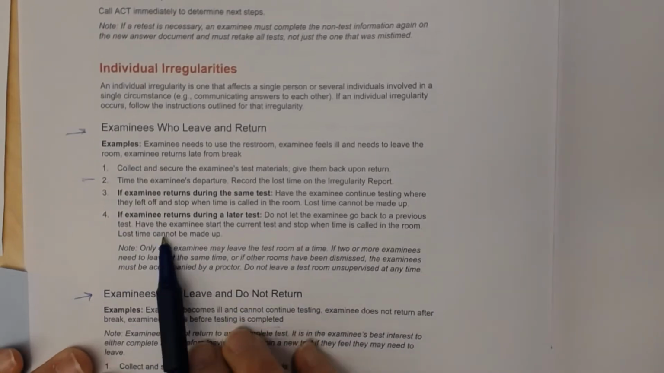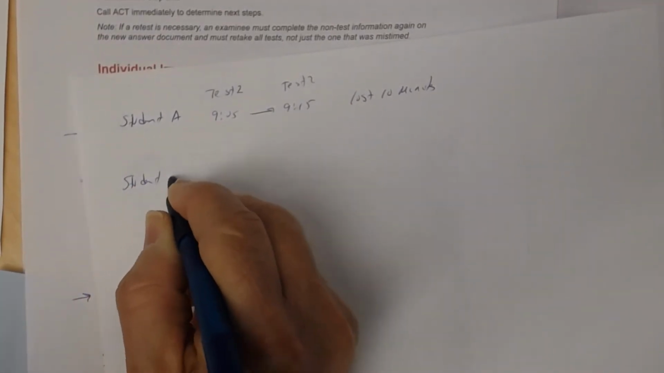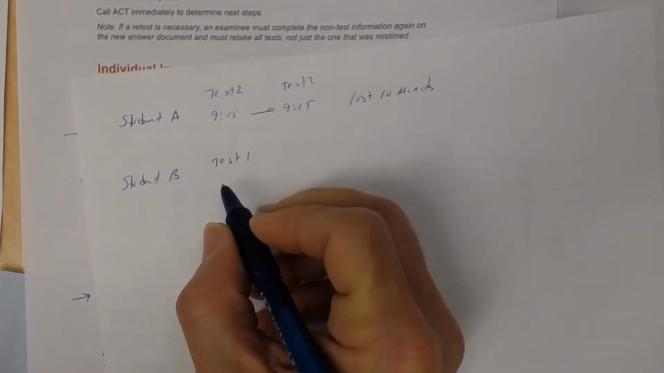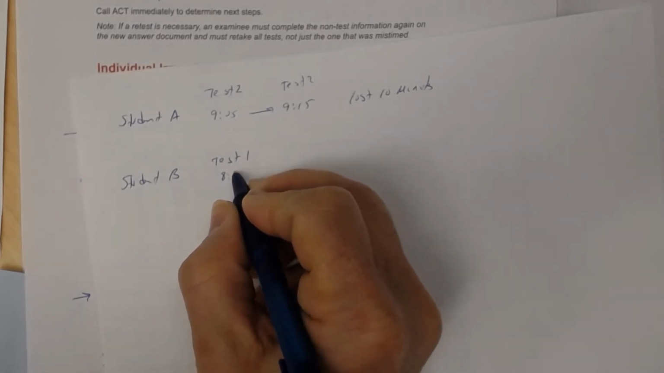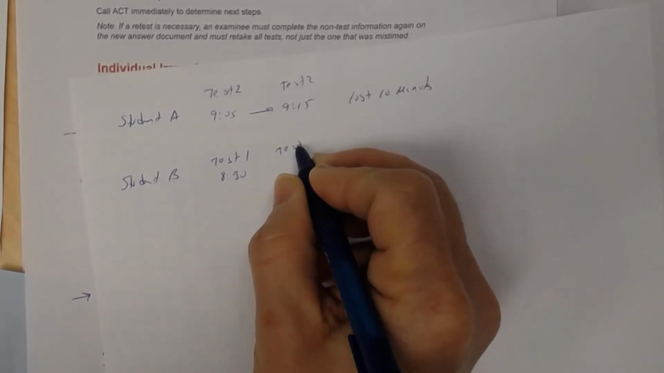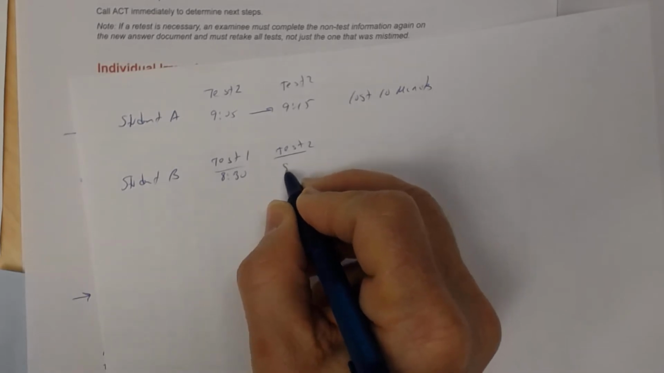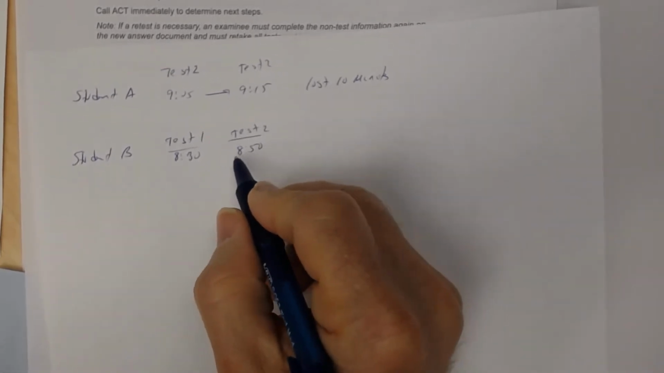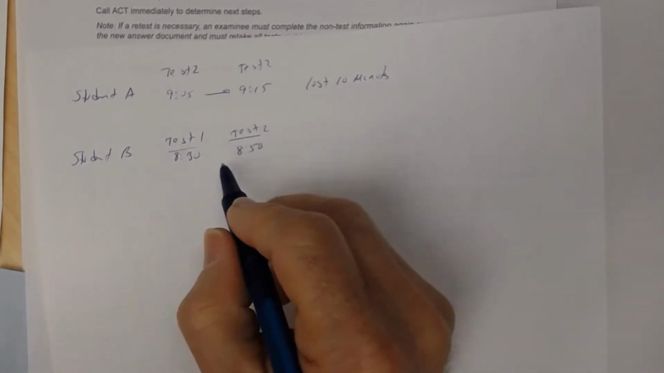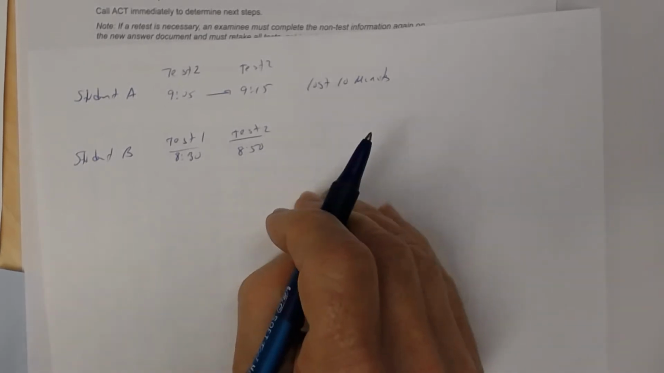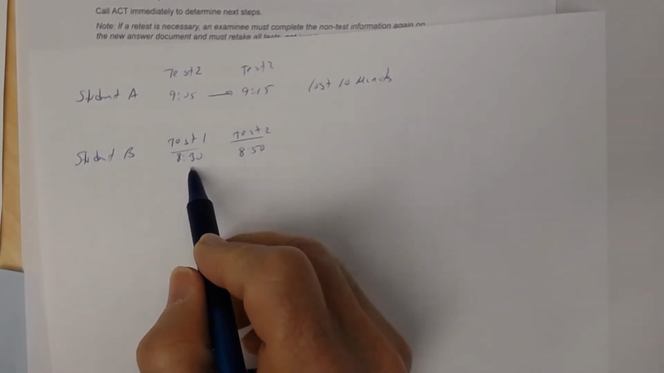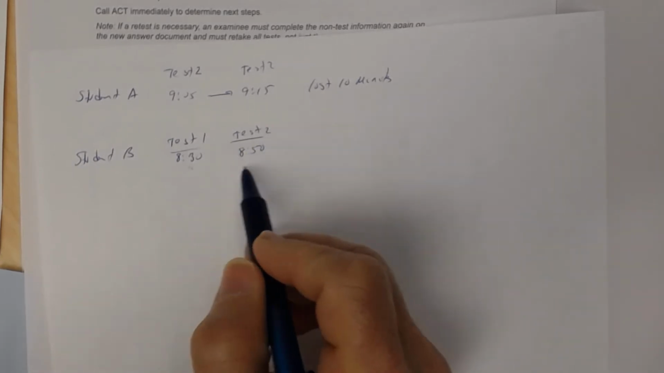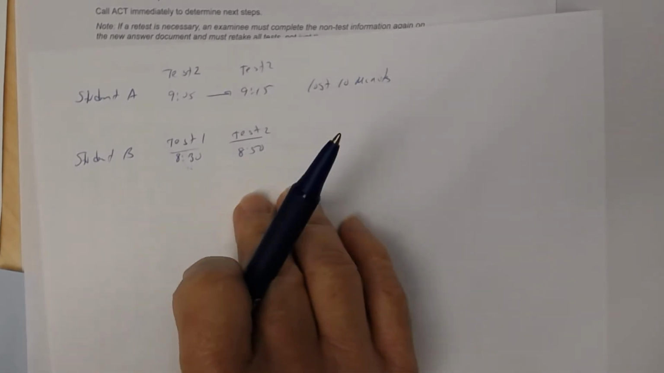If the examinee returns during a later test, so let's say student B left to go to the restroom during test 1, or said they were ill and just needed to walk out for a few minutes. So let's say test 1 was, I'm making this up, 8:30. They came back during test 2, and let's say when they came back it was 8:50. That is a total of 20 minutes, but on the Irregularity Report you need to write it in a different way. What this is saying is that they left at test 1, they cannot come back to test 1. They've lost that time. They must continue on test 2, and that time is lost as well. So any lost time cannot be made up.